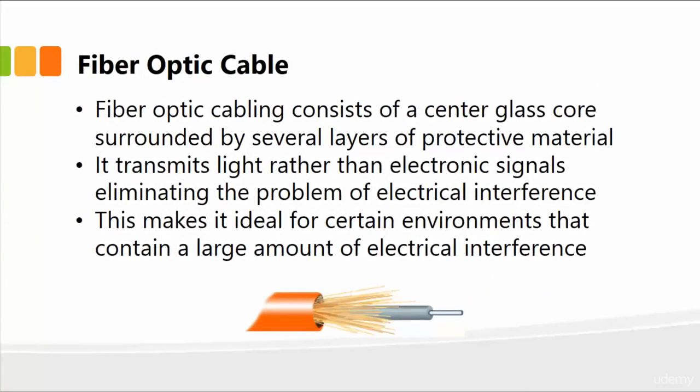The next type of cable is the fiber optic cable. This consists of a central glass core surrounded by several layers of protected material. It can transmit light rather than electronic signals, eliminating the problem of electrical interference. So here with the fiber optic cable, we're not worried about the attenuation problems. And this makes it ideal for environments that contain a large amount of electrical interference. Maybe you're working in an electronic factory that has nothing but electronic signals. So fiber optic cable would be the best possible solution.